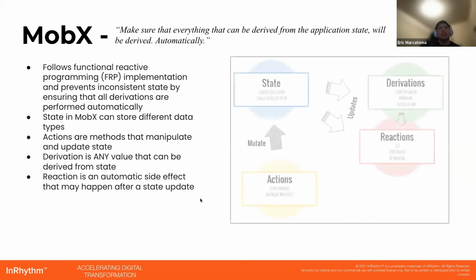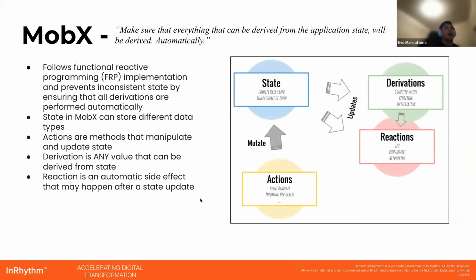So now we'll talk about what MobX is. MobX follows a functional reactive programming implementation and prevents inconsistent state by ensuring that all derivations are performed automatically. As you can see here, we have actions, state, derivations, and reactions. Our actions are methods that will mutate our state. Unlike Redux, state is automatically mutated here and they don't make a clone or a copy. We just directly make a change to the state. So our actions are methods that update our state, and our state can store many different data types.